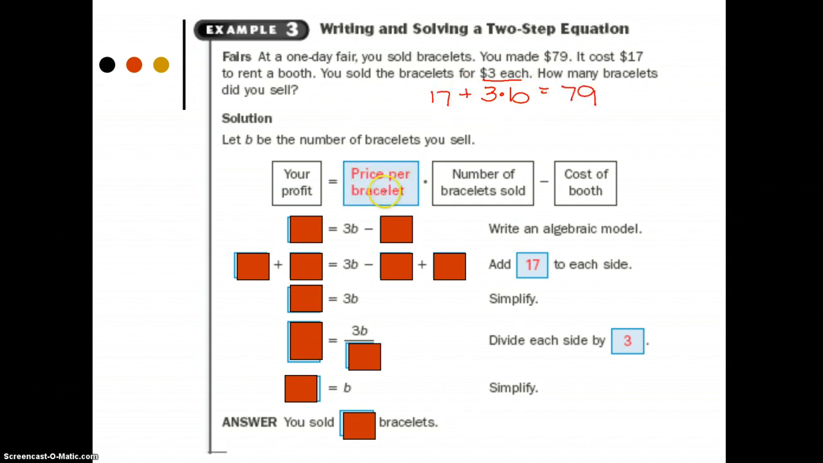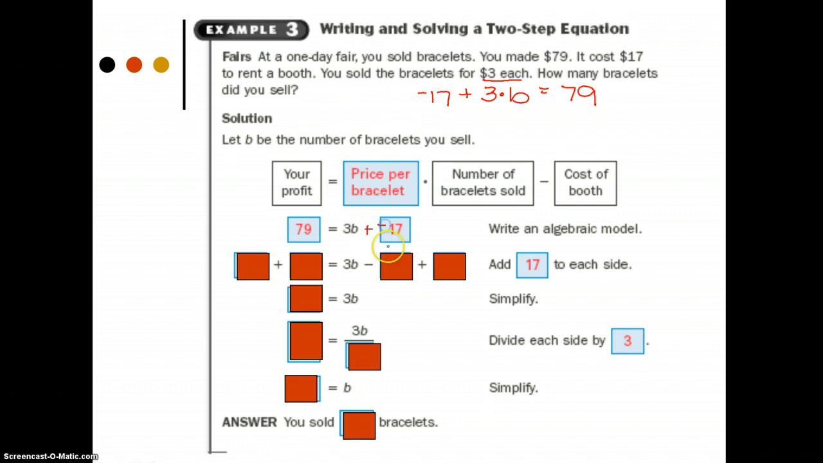You can see they've started with a verbal model. Your profit, which was $79, equals the price, which is $3 per bracelet. Don't know how many bracelets you sold, so that's b. Subtract the cost of the booth. Oh, I'm sorry. Actually, this is a negative because you are subtracting the rental of the booth. You had to pay for that.